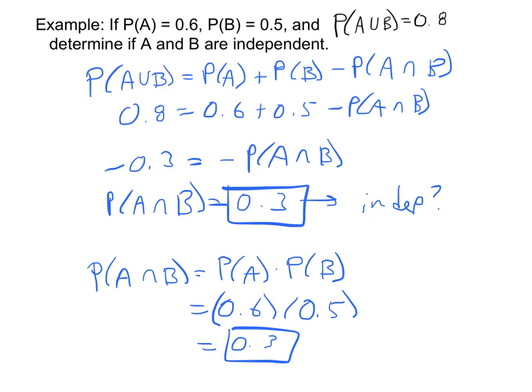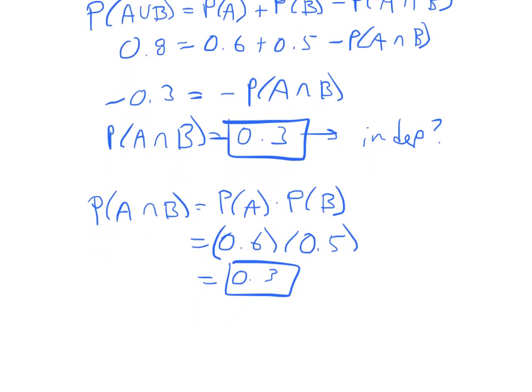Since I got the same answer both ways, it means that A and B are independent. Okay, so this is a somewhat simple question. I mean, it's a basic thing. If you want to know if things are independent, find their AND probability, and find out if it's the same as the product of the two probabilities.